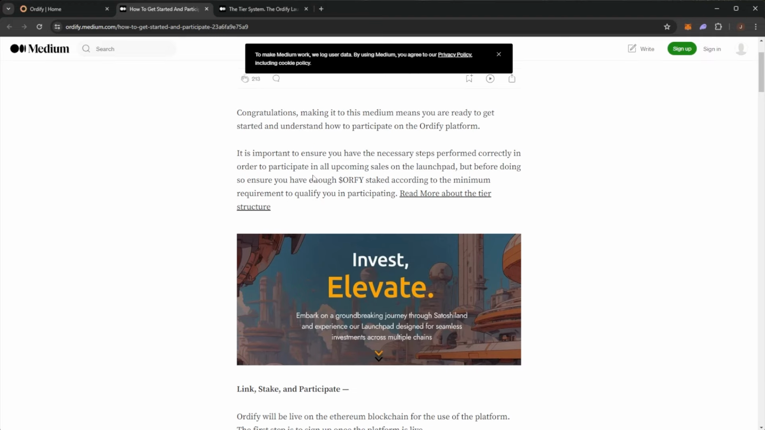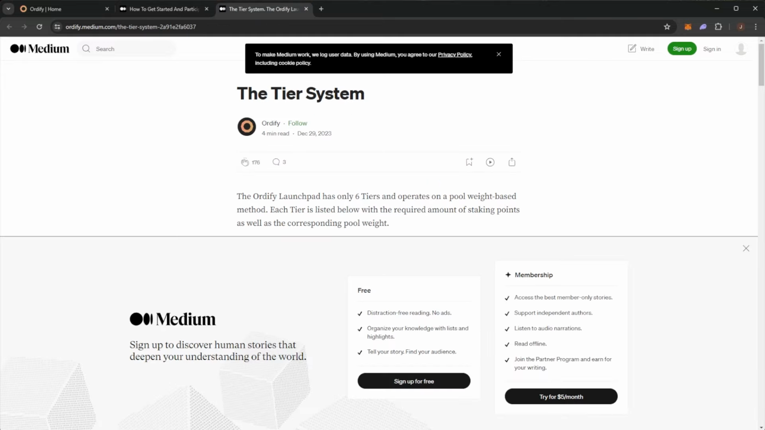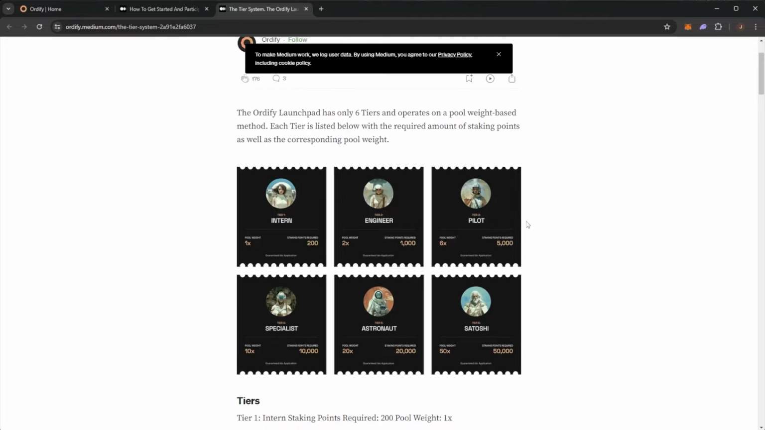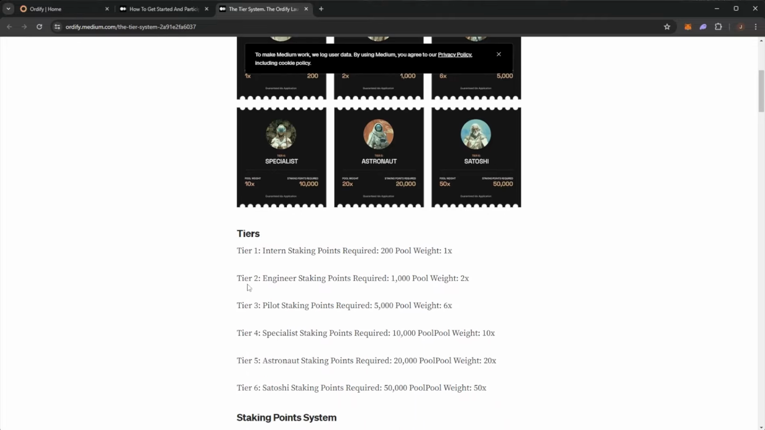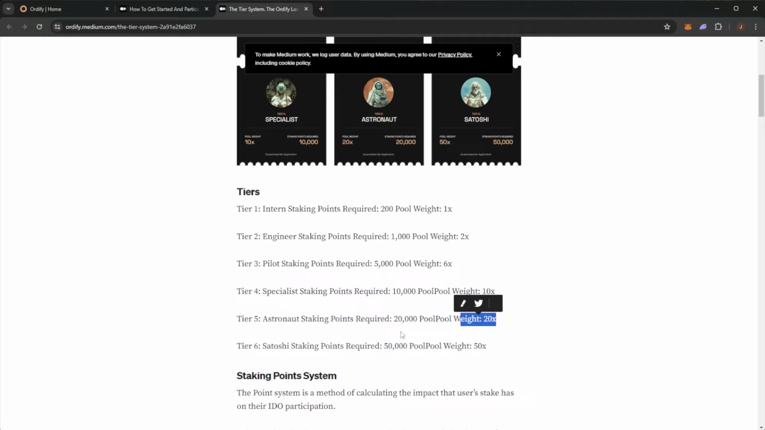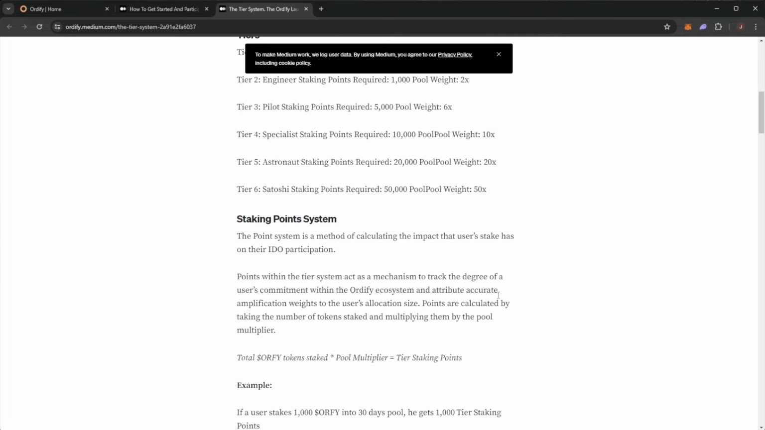First, you will need to have enough Ordify staked according to the minimum requirement, and this is in the tier structure here. If we have a look at Ordify, there are 6 different tiers and it operates on a pool. So we can see tiers. The intern staking points pool requires 200 with a pool weight of 1. Engineering staking points is 1,000 with weight 2. Tier 3 is 5,000 times 6. Tier 4 is 10,000 times 10. Tier 5 is 200,000 with a weight of 20x. And at the top, tier 6 is 50,000 staking points with a pool weight of 50x.